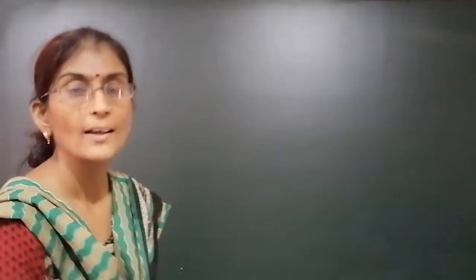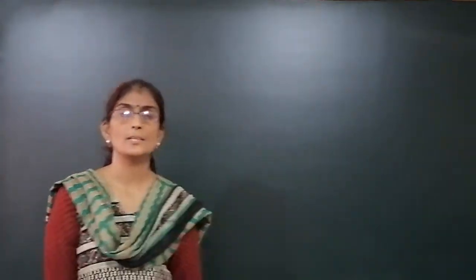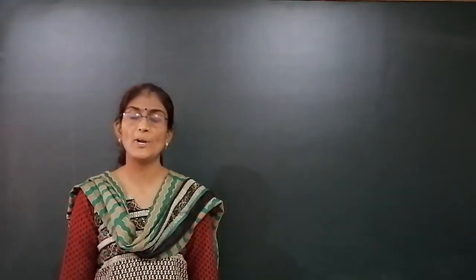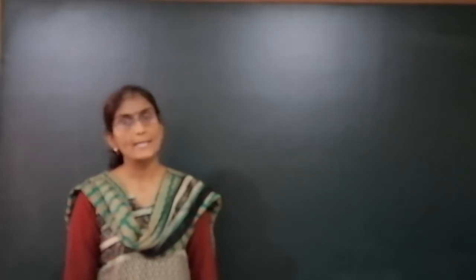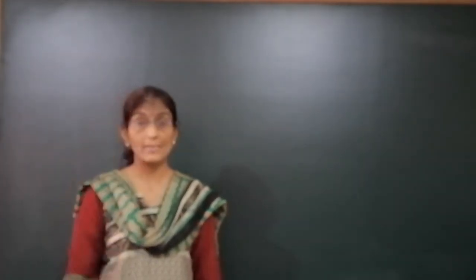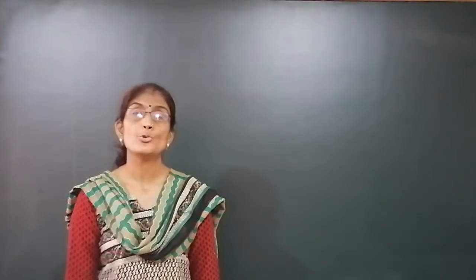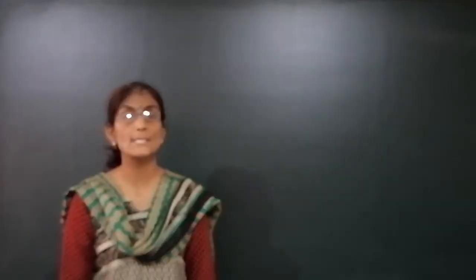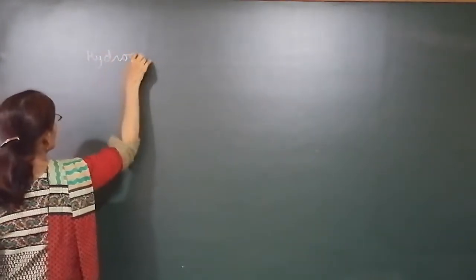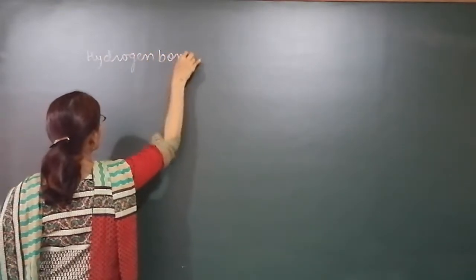Hello students, we were doing chapter number 4, chemical bonding, molecular orbital diagrams, electronic configuration, everything we had done. Now we have to move towards the last topic of the chapter, and that is hydrogen bonding. First we'll discuss what is hydrogen bonding, how many types.